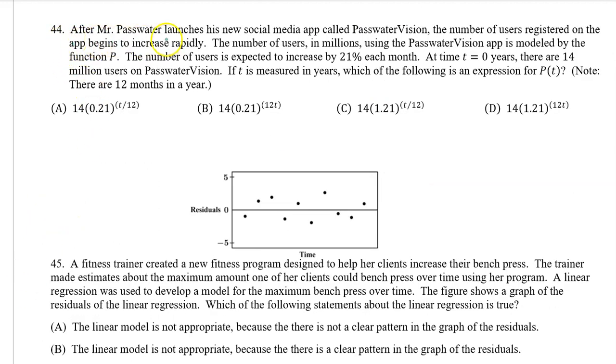44. After Mr. Passwater launches his new social media app called Passwater Vision, the number of users registered on the app begins to increase rapidly. The number of users in millions using the Passwater Vision app is modeled by the function p. The number of users is expected to increase by 21% each month. At time t equals 0 years, so be careful, these units don't match. There are 14 million users on Passwater Vision. If t is measured in years, which of the following is an expression for p of t? Note, there are 12 months in a year.